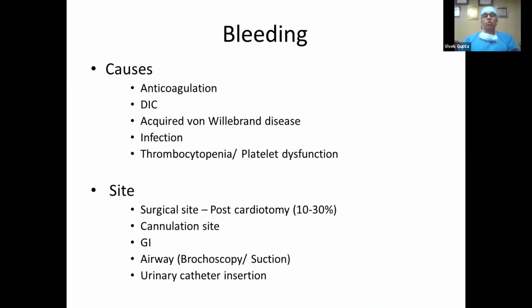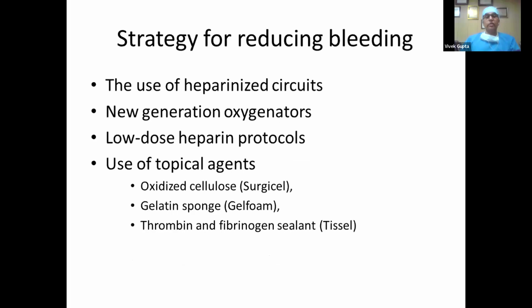Bleeding: the causes of bleeding may be because of anticoagulation. There is a risk of DIC, or acquired von Willebrand disease, infection, thrombocytopenia, and platelet dysfunction are quite common. It can be surgical site bleeding. The incidence is very high, maybe up to 30%. Cannulation site, GI, airway bleeding, or catheter insertion bleeding.